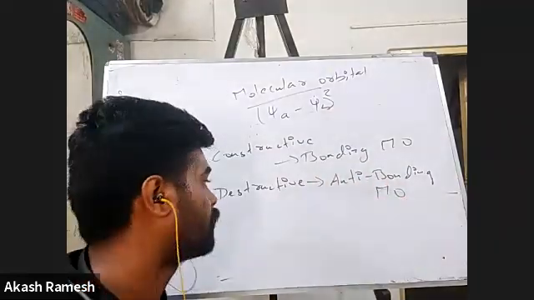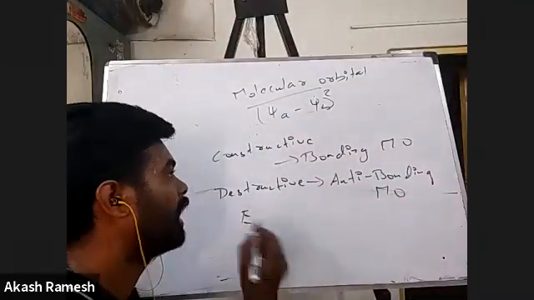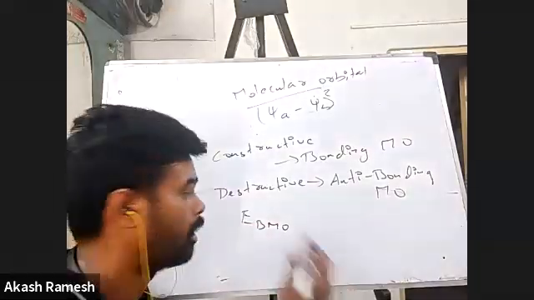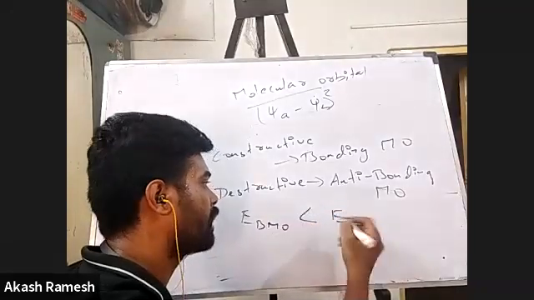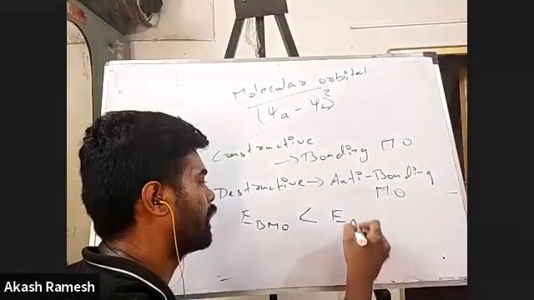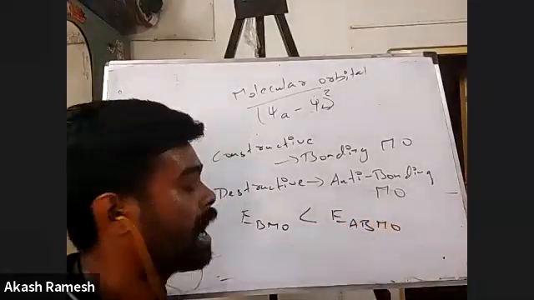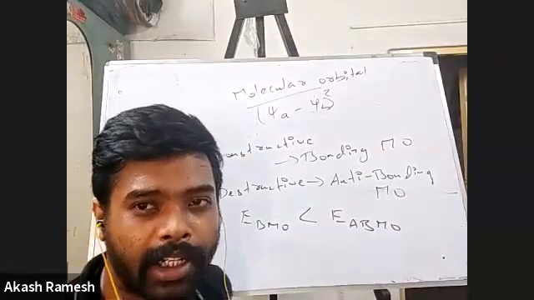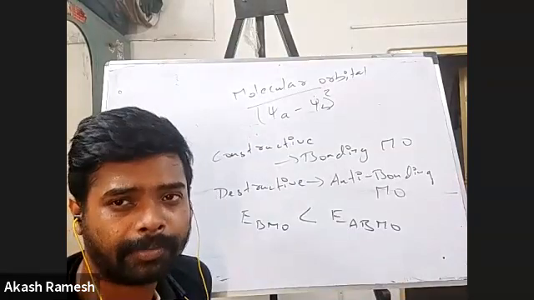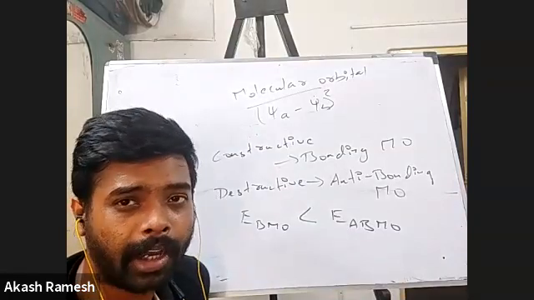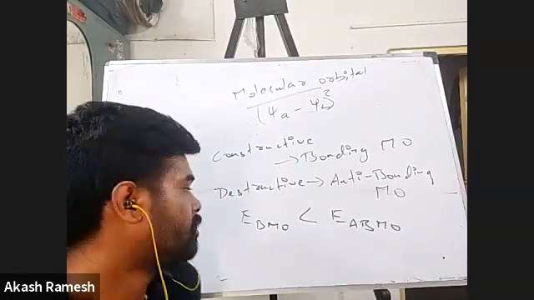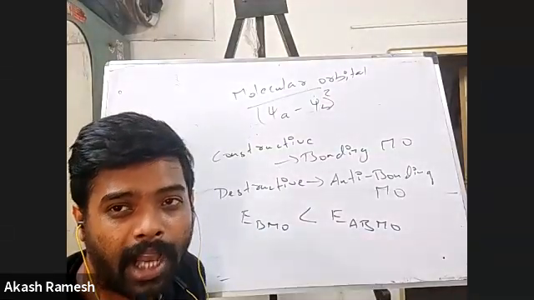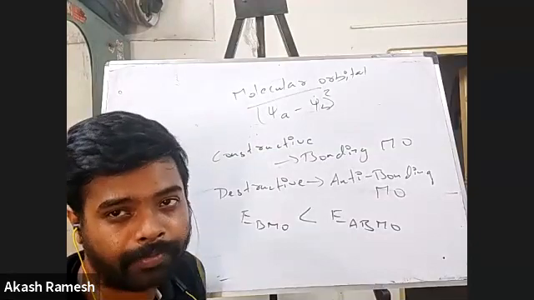Or if I speak in terms of energy, the energy of BMO, that is bonding molecular orbital, will always be lesser than the energy of ABMO, that is anti-bonding molecular orbital. I know that energy and stability are inversely related. So obviously my bonding molecular orbital is more stable than the anti-bonding molecular orbital, right?